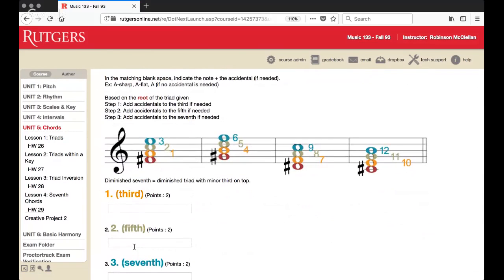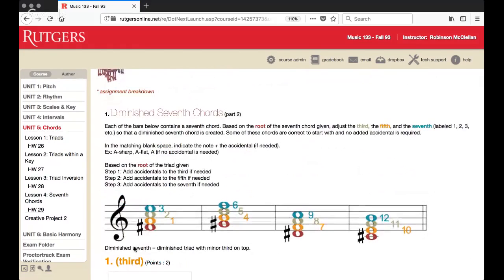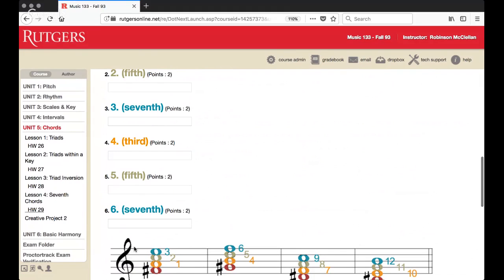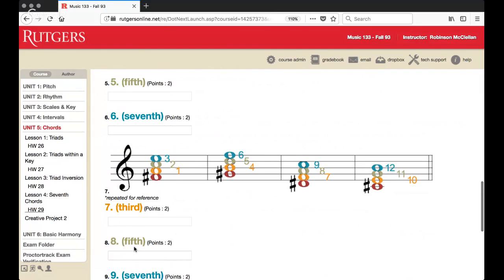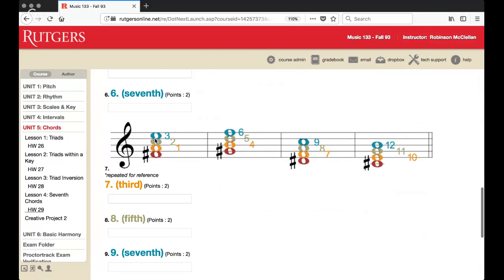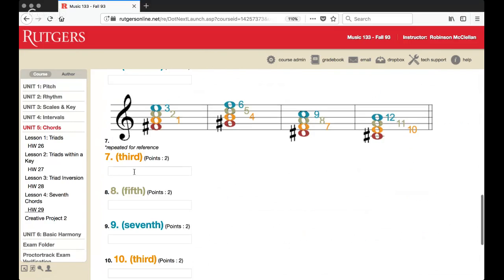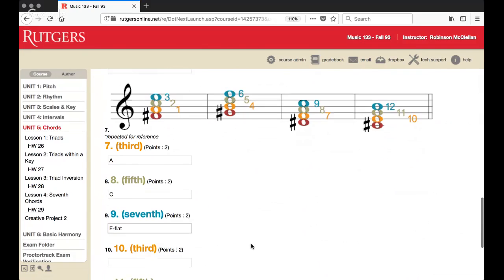And then again, the same procedure with diminished seventh chords, which are all minor thirds. So quick example: F sharp to A is already a minor third. A to C is already a minor third. C to E natural is a major third, so lower the E to E flat. And then we would just put A, C, and E flat. So that's it for that one.